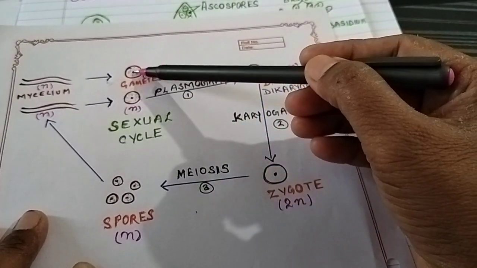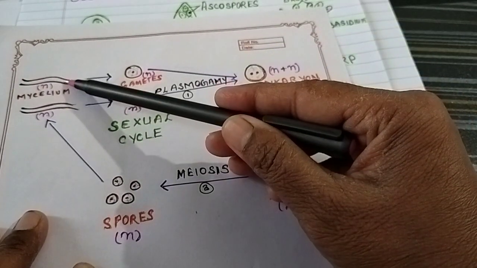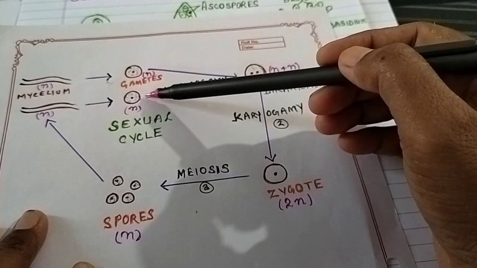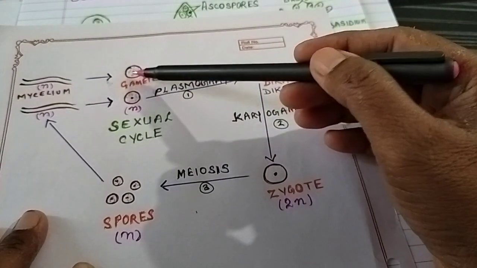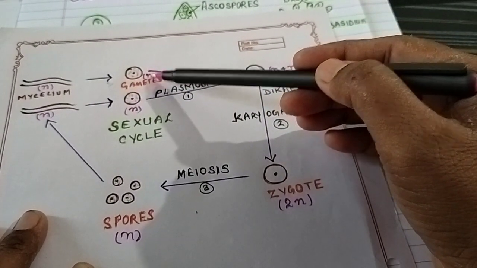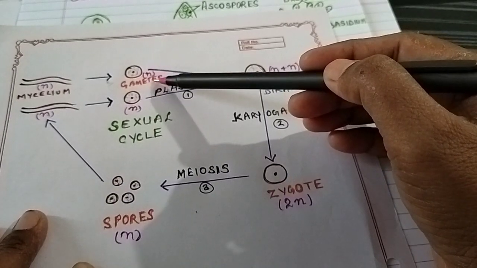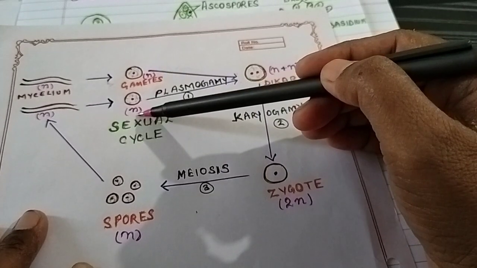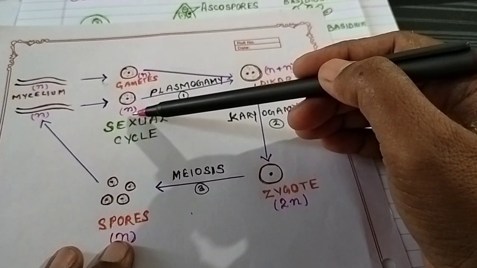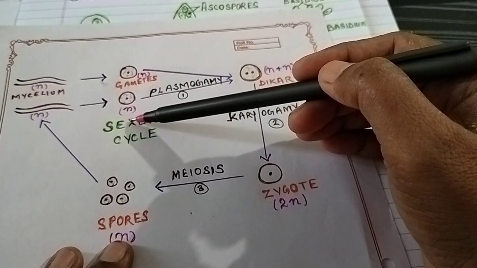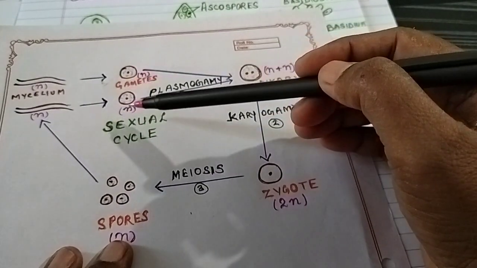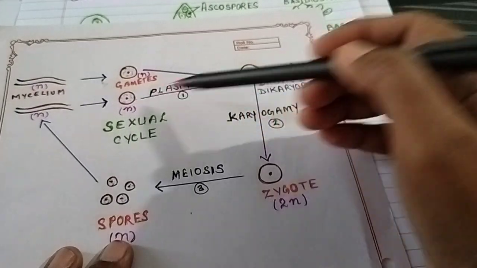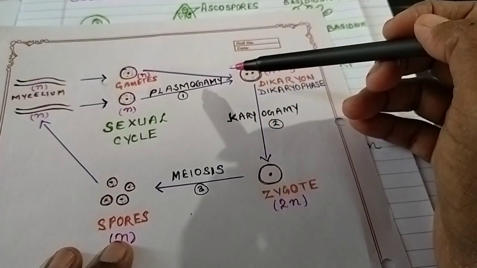They will produce their gametes. This one will produce its gamete and the other one will produce its gamete. Gametes again are haploid in condition. They are also N. As the parent body is N, gametes will also be N, that is haploid. Now these gametes come together and fusion of these gametes takes place.